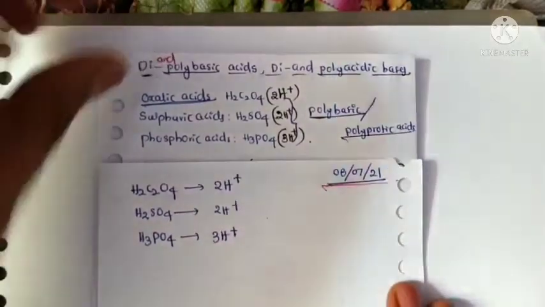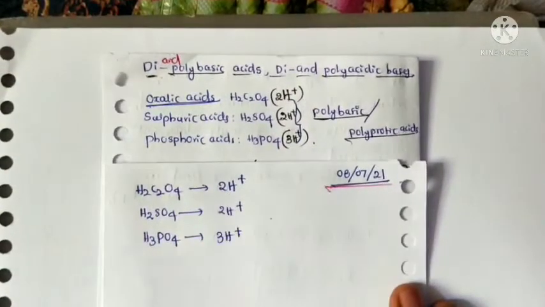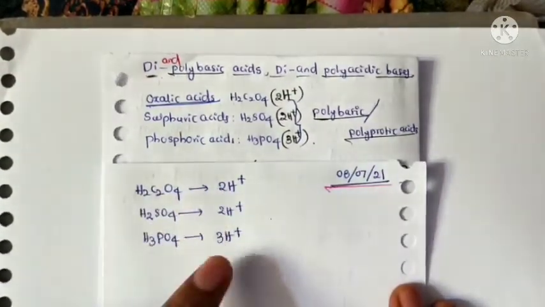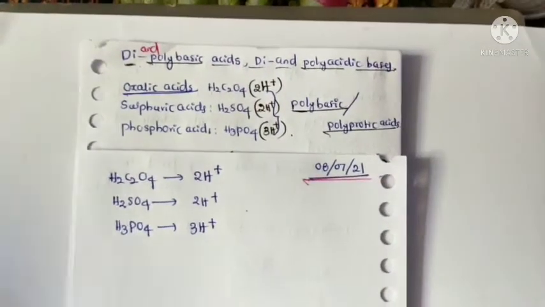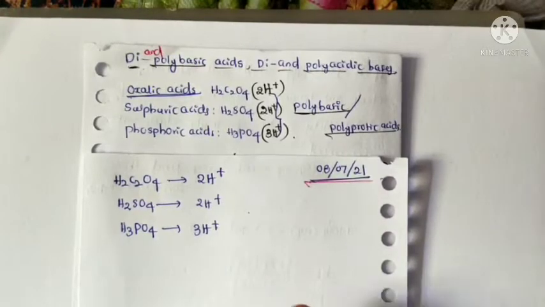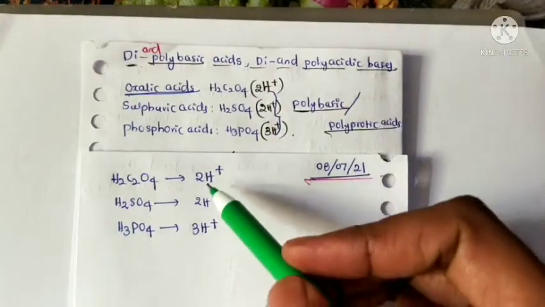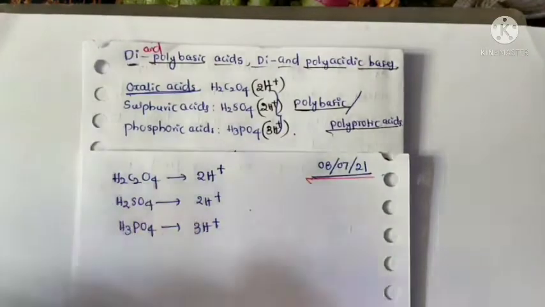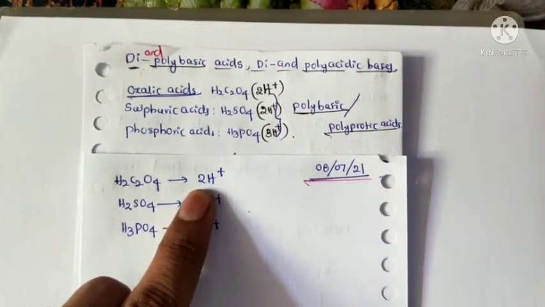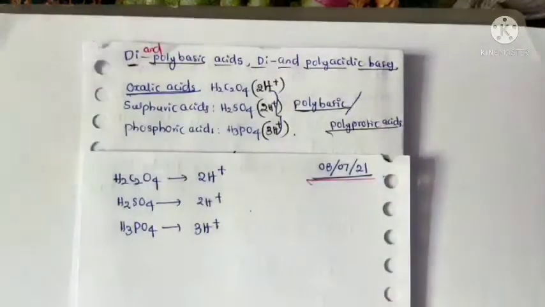So depending upon the number of protons we can call them monoprotic acids, diprotic acids, or triprotic acids, or simply tribasic acids or polybasic acids. Do you understand? Depending upon the number of protons: if single, monoprotic acid; if two, diprotic acid; three means triprotic acid, or we can also call it polyprotic acid. All have the same meaning.